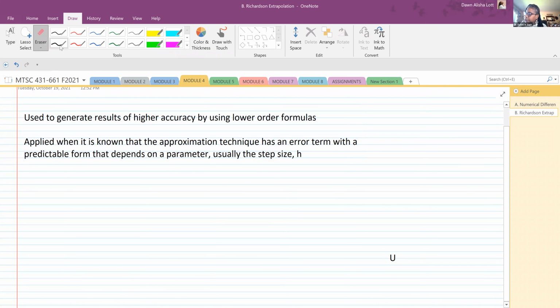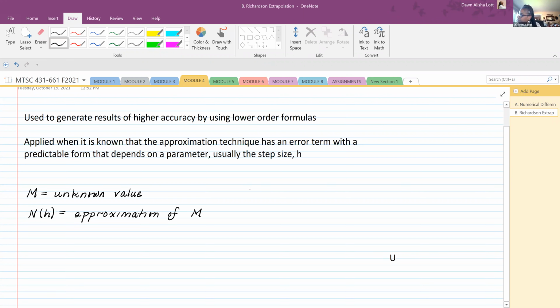So M is some unknown value. And N of h is an approximation of M. So for example, M could be f prime of x, and then N of h could be f at x plus h minus f of x, all over h. Okay, so that's an example.